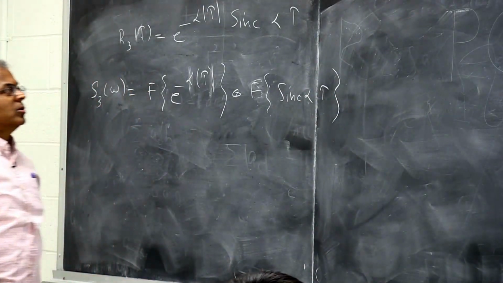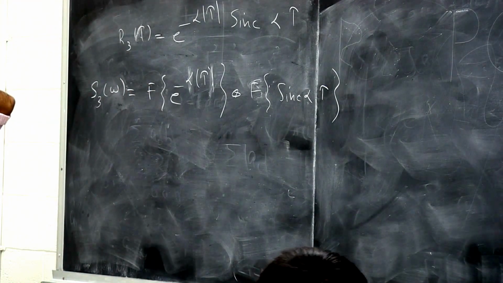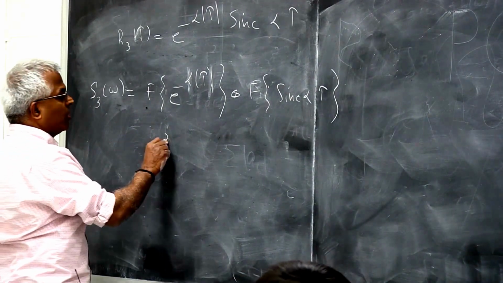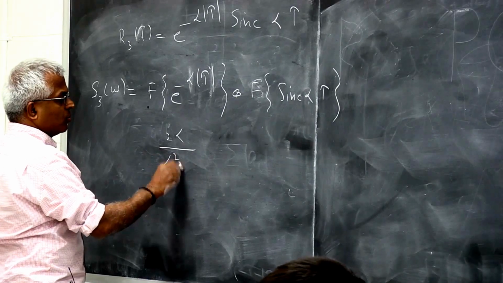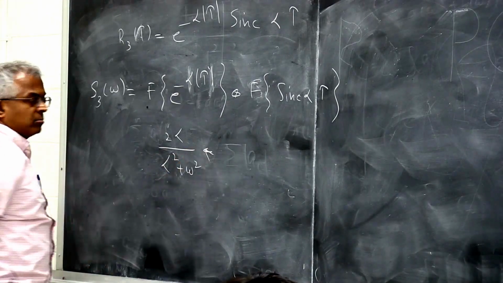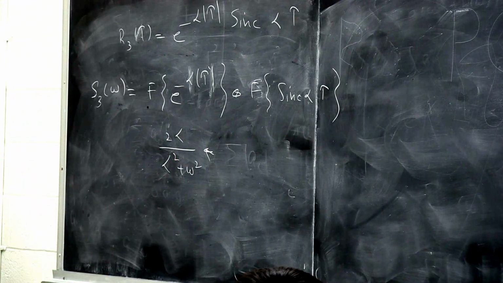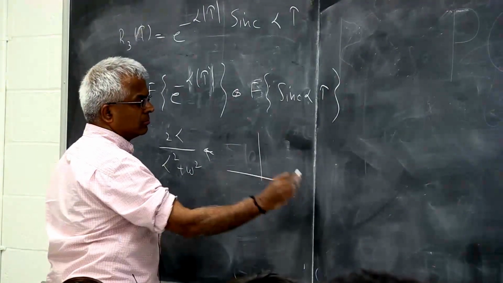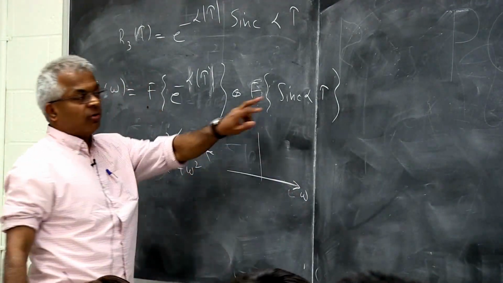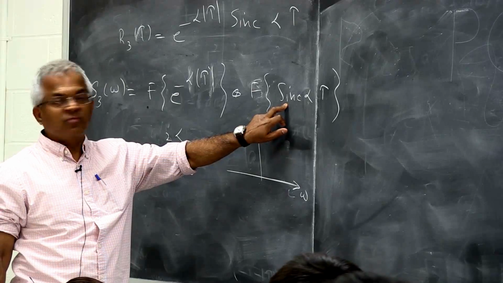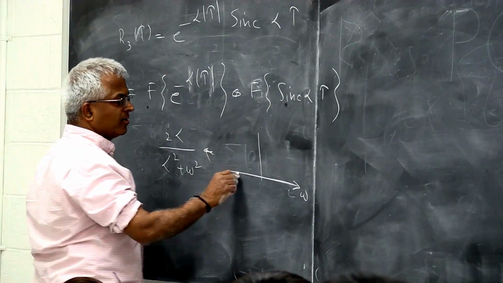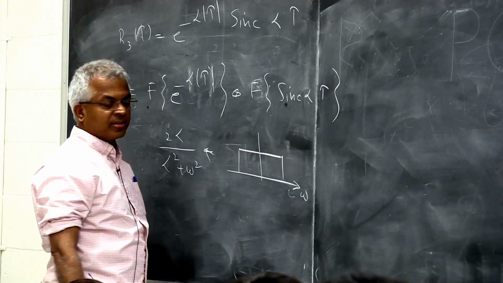Since it's a multiplication in the time domain, it is a convolution. This we already know the Fourier transform of: 2 alpha over alpha squared plus omega squared. Convolved with, what is the Fourier transform of sinc tau? Anybody? The Fourier transform of sinc alpha t. We just did it. Yes, it's a square, right?